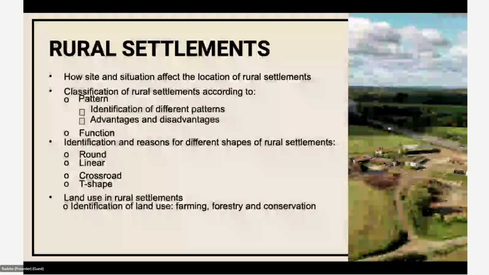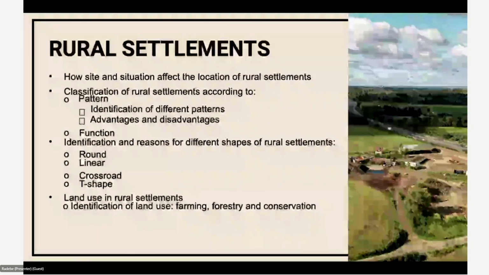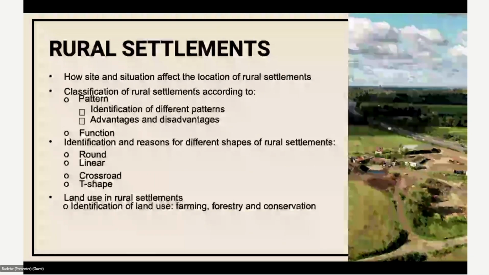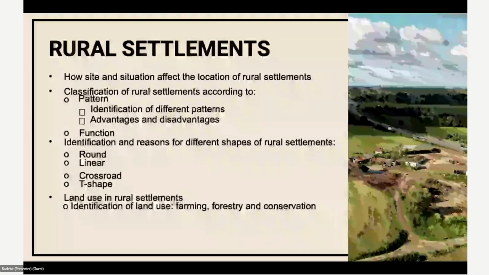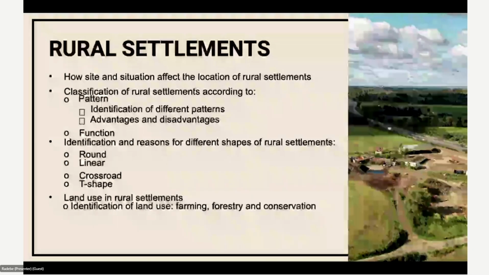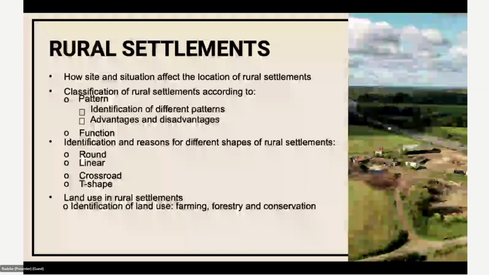But then in terms of the dispersed one, where buildings are far apart, that means there's enough space in between the buildings. That means now my learners will know that we are going to talk about large-scale farming, which is commercial farming. They must know the advantages and disadvantages of each. It's either nucleated or dispersed. And then the functions of a settlement, they also must know.